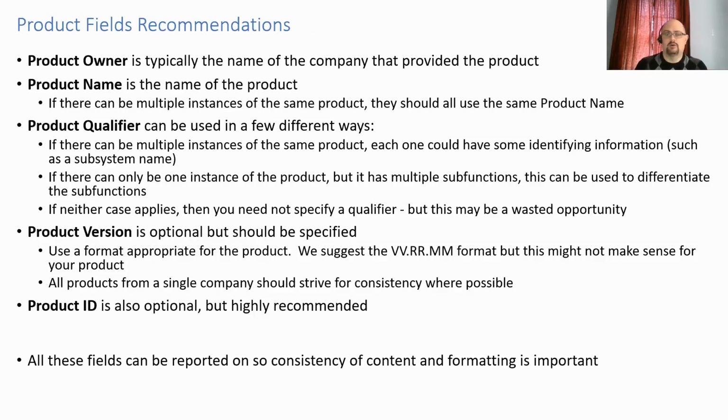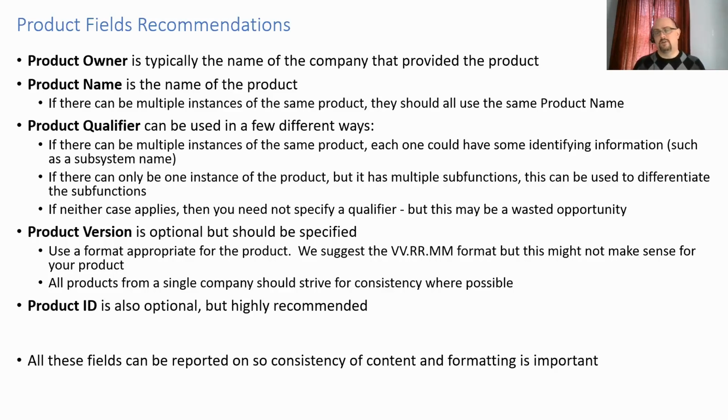Here are our recommendations. Product owner and product name hopefully are pretty obvious, right? That's going to be the name of the company that provided the product and the name of the product. If you can have multiple instances of the same product, we'd really suggest you keep them having the same product name. There's other ways to differentiate later on. The product qualifier, there's a few different possibilities. This depends on the product, of course.